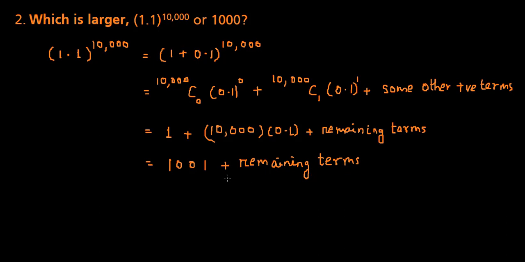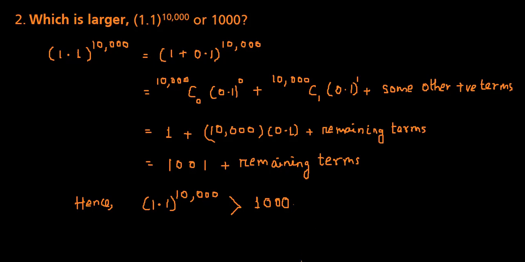Then we use the same logic. When we compare with 1000, we are already getting 1001, and when we add more terms to it, it's definitely going to be greater than 1000. Hence 1.1 raised to the power of 10,000 is greater than 1000. That's it. So this is done.